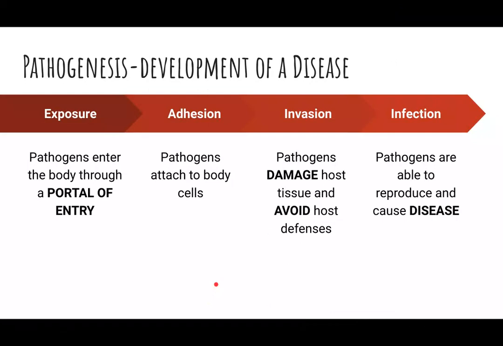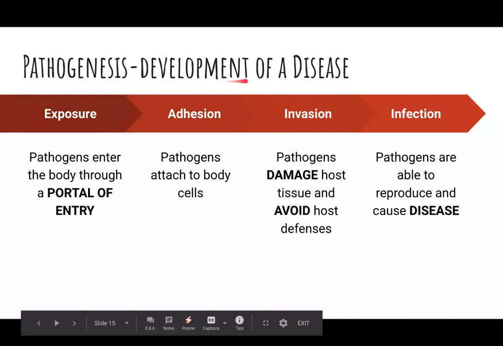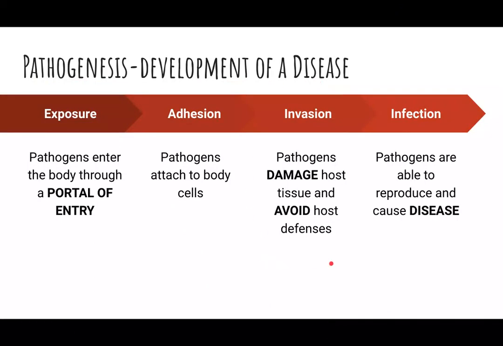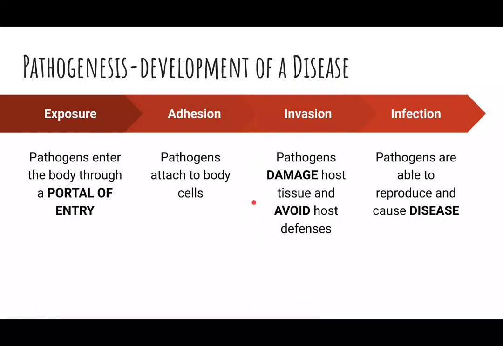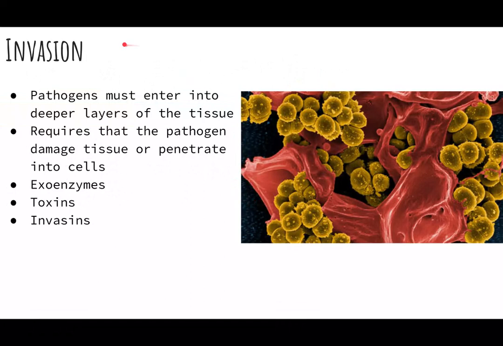In this video, we're going to be talking about the next step of pathogenesis, the development of a disease, invasion. So invasion pathogens are going to move deeper down into the host tissues. In order to do this, they have to damage the host tissues, and that's what we're going to be focusing on in this video. So invasion, pathogens have to enter deeper down into the layers of the tissue, and this is going to require that the pathogen damage the tissue or somehow penetrate into the cells.